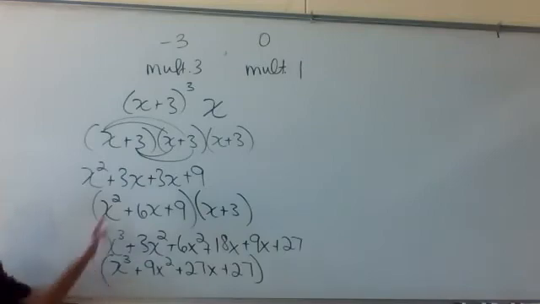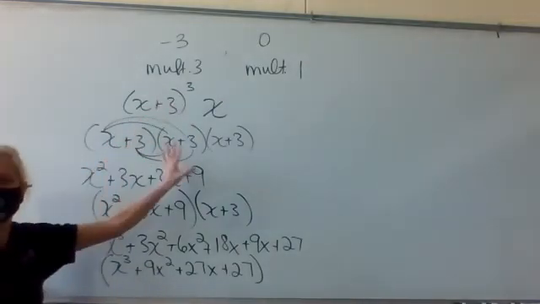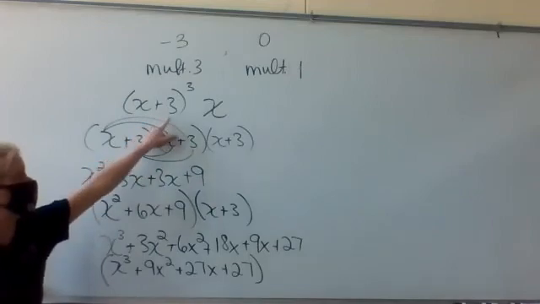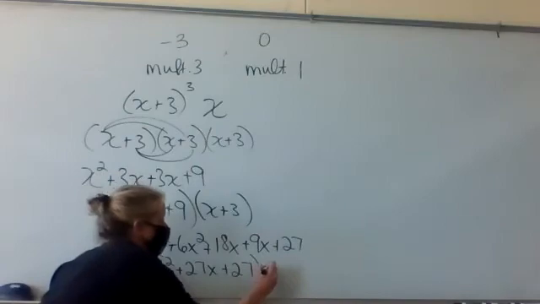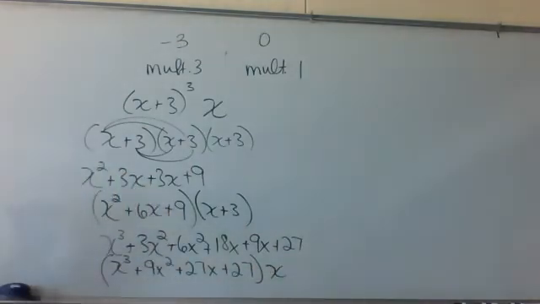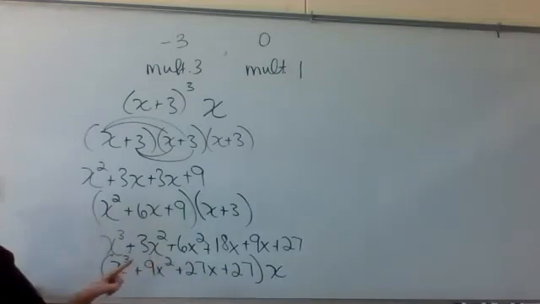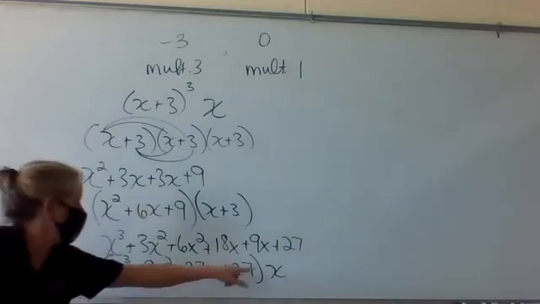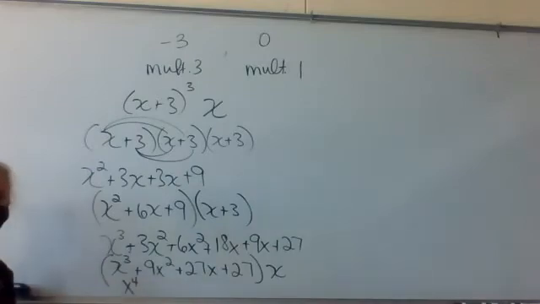Almost done. So that took care of the x plus 3 to the third, right? That's what all that did, was just that x plus 3 to the third. I still have that x that I need to multiply all of this by. But I'm just distributing an x to all of these, which means they're each going to gain an x, right? Because what's x times x to the third? It's x to the fourth.